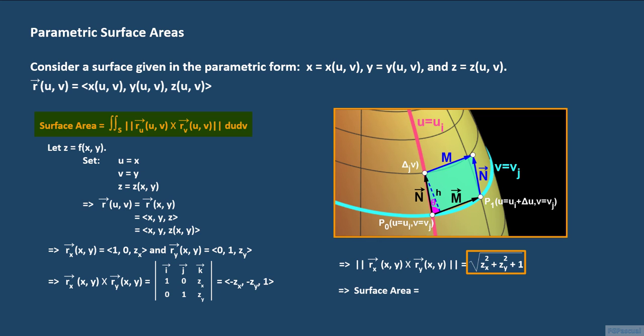Therefore, as a double integral, the area of a surface given by the equation z equals f of x, y is equal to the double integral over the surface S of the integrand, the square root of the square of z sub x plus the square of z sub y plus 1, integrated with respect to x and y.